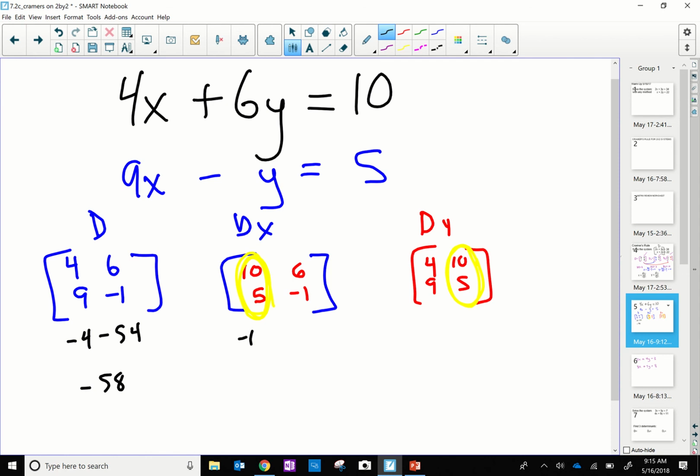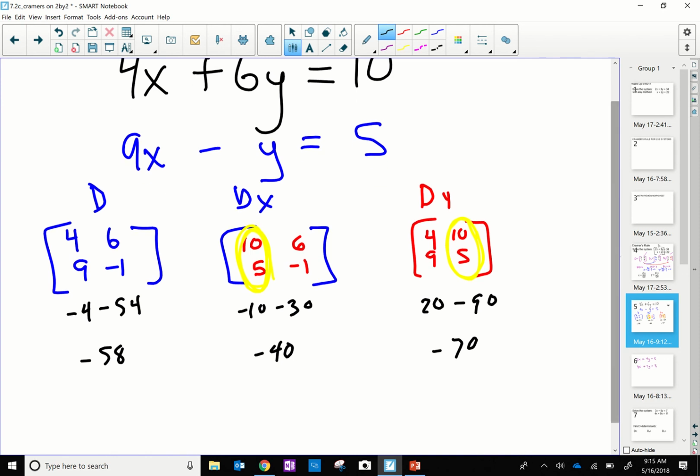Okay, this one would be -10 minus 30. So that's -40. And then we've got 20 minus 90, so we got -70. All right, so those are my 3 determinants. And so the value for x is the dx over the d. So it's a negative divided by negative, so it's going to be 40 over 58. The solution for y is the dy over the d. So since it's negative divided by negative, it'll be 70 over 58.